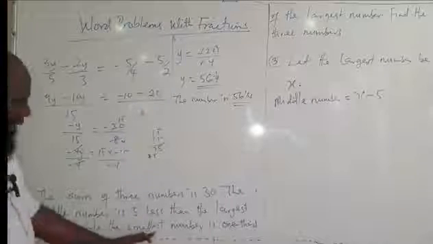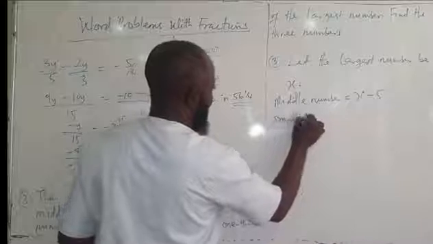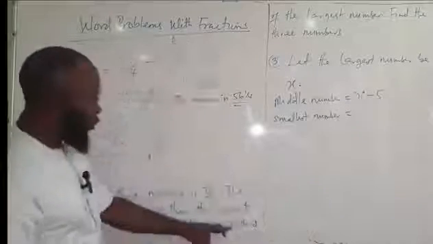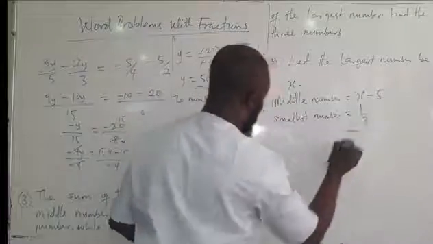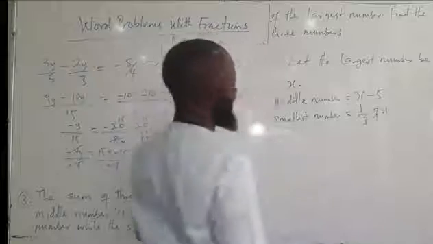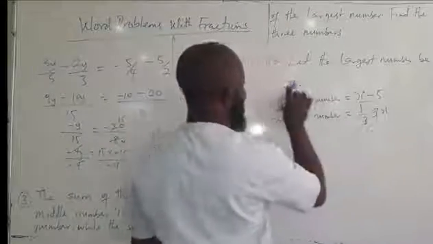While the smallest number is 1/3 of the largest. 1/3 of what? x. So this is the middle number, this is the smallest number, this is the largest number.